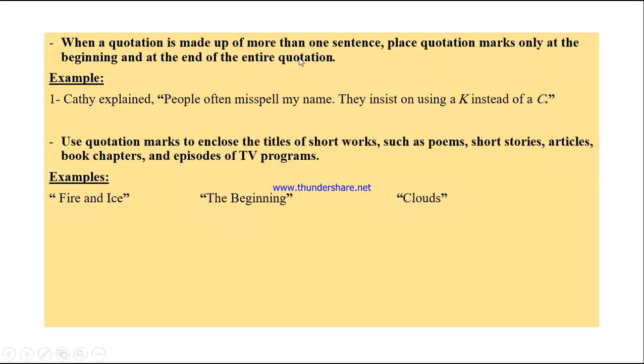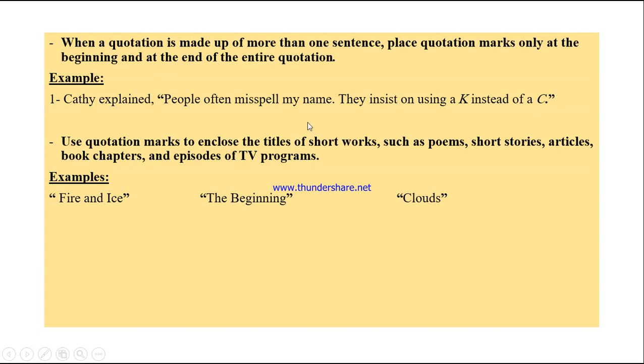When a quotation is made up of more than one sentence, place quotation marks only at the beginning and at the end of the entire quotation. If you have more than one sentence inside the quotation marks that have been said by one person, don't separate the sentences using quotation marks. You put all the sentences that have been said by the same person between quotation marks, one at the beginning and one at the end of the entire quotation.